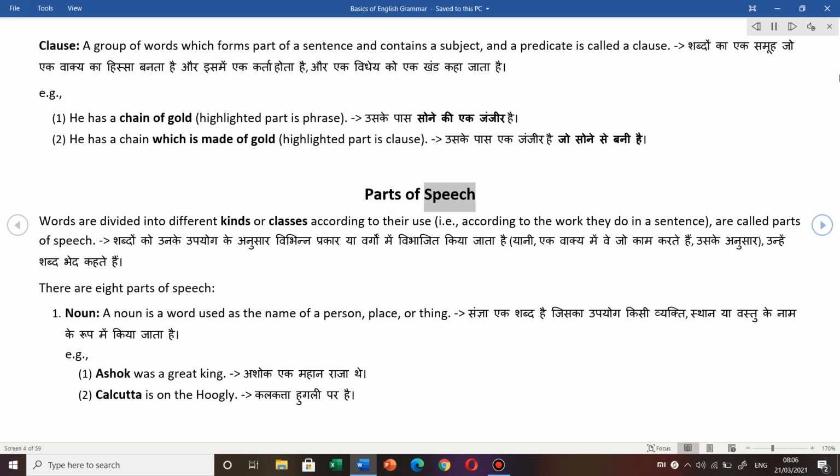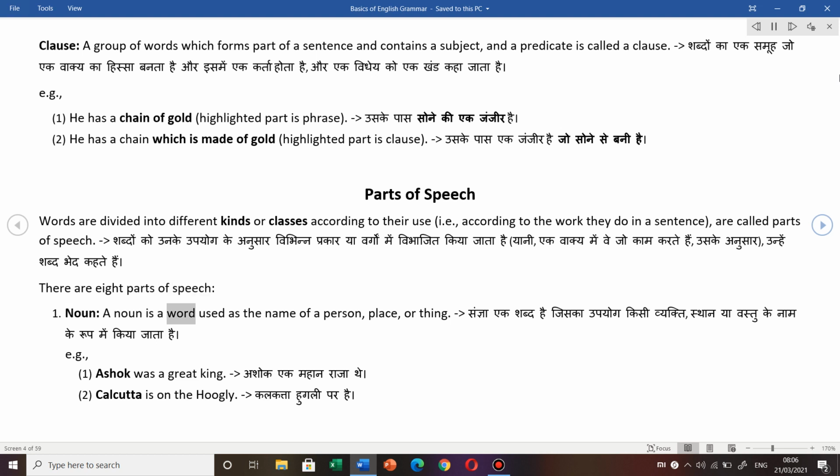Parts of speech. Words are divided into different kinds or classes according to their use, that is, according to the work they do in a sentence. These are called parts of speech. There are 8 parts of speech.